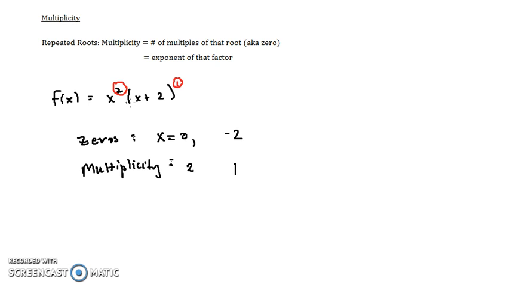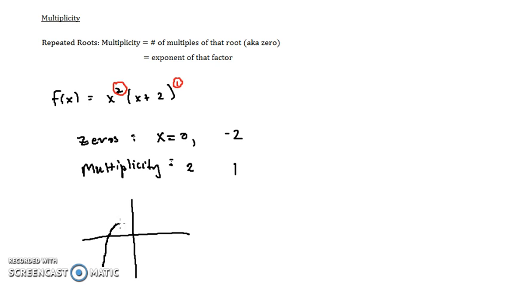Okay, so we get our zeros just like we did before, looking at the factors. And our multiplicity comes from the exponent on that factor. Now, when you talk about multiplicity, it has to go with a zero. It doesn't make sense to just talk about multiplicity 2. You have to say 0 with multiplicity 2, negative 2 with multiplicity 1. Now, why does this matter? Why do we care? That's always a good question to ask. Let's look at the graph for this and see if we can make the connection.